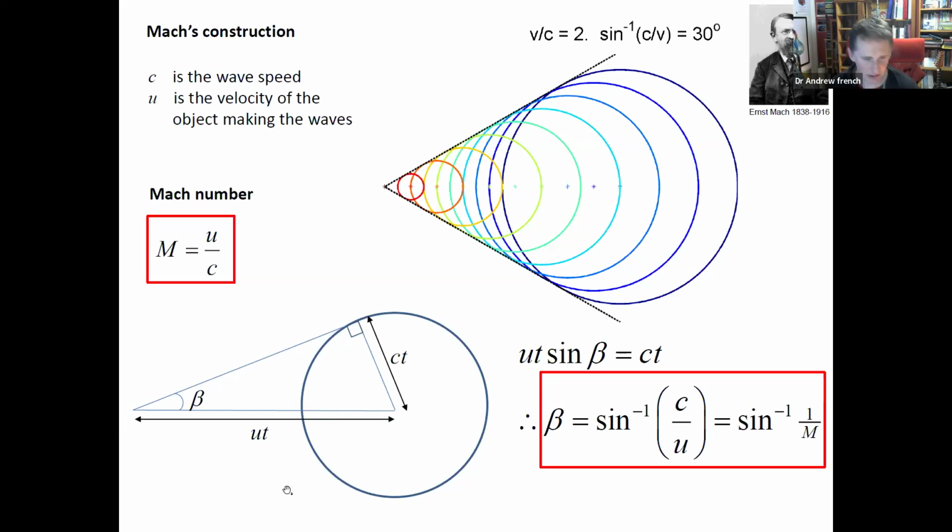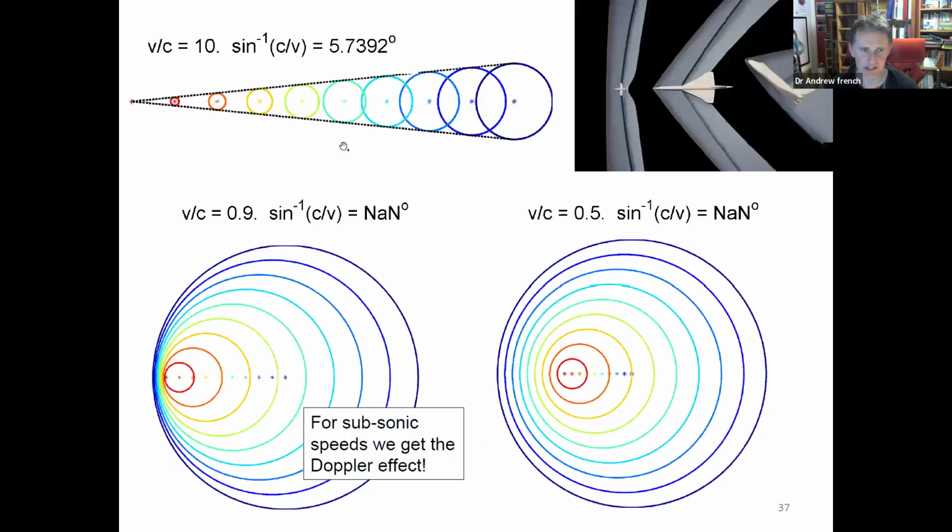So what we can do is a very simple trick that ut sine beta is ct. And so we can cancel our t's here to work out the angle of my shock front, which is the inverse sine of 1 over our Mach number. So the faster we go, the smaller that angle is. I think I might have some illustrations here. So there we go. So at Mach 10, or a sort of hypersonic missile or something like that, we have a very tiny angle of about 5.7 degrees.